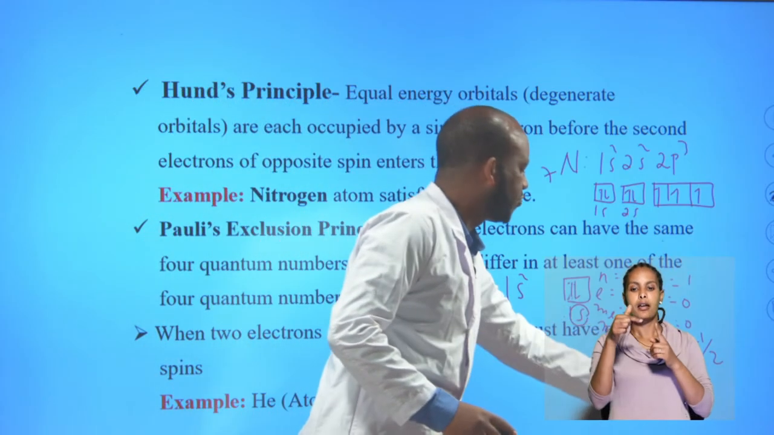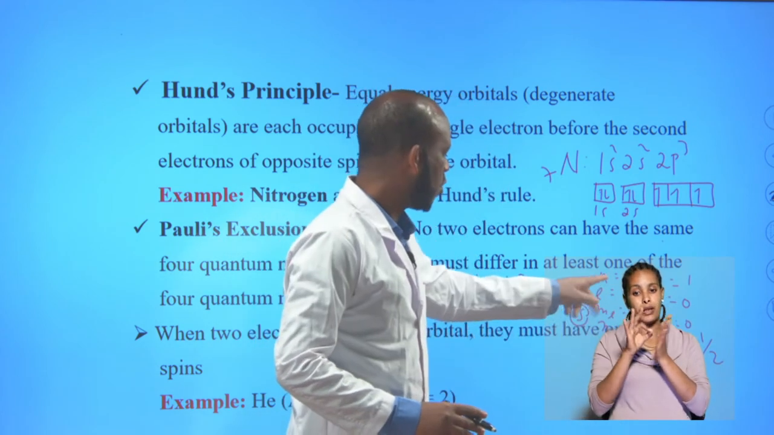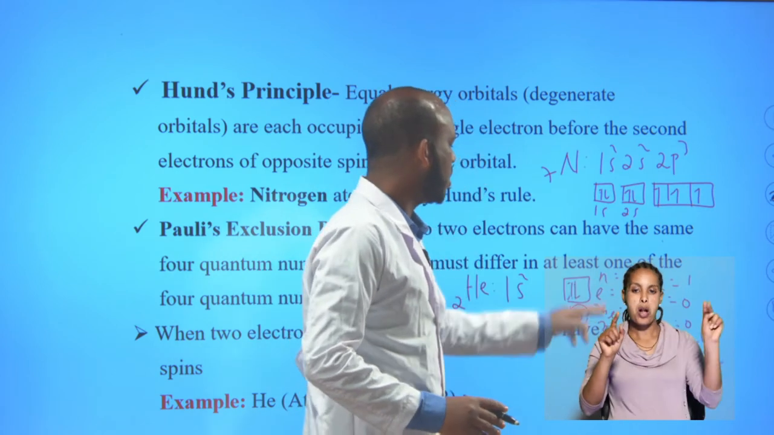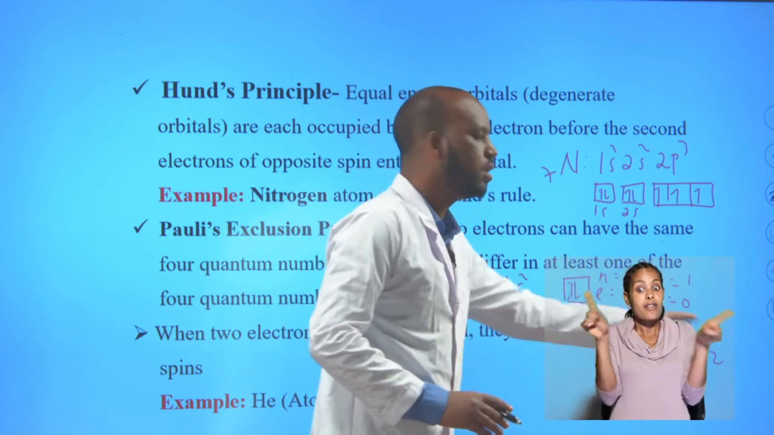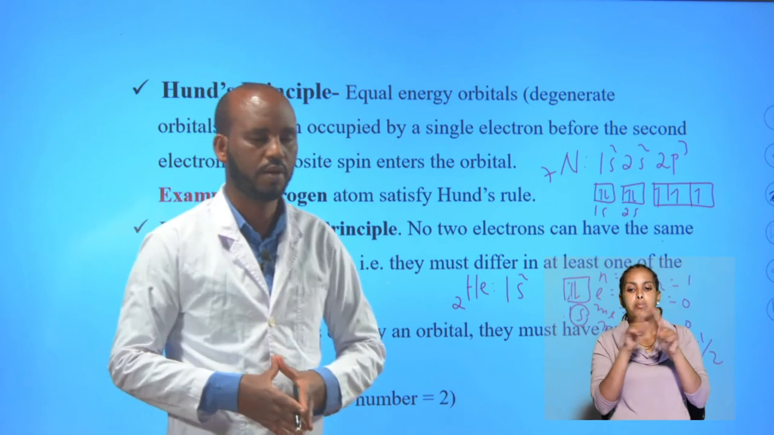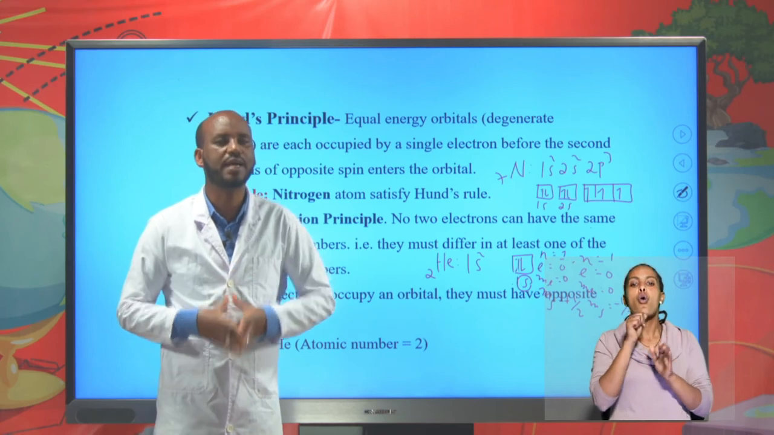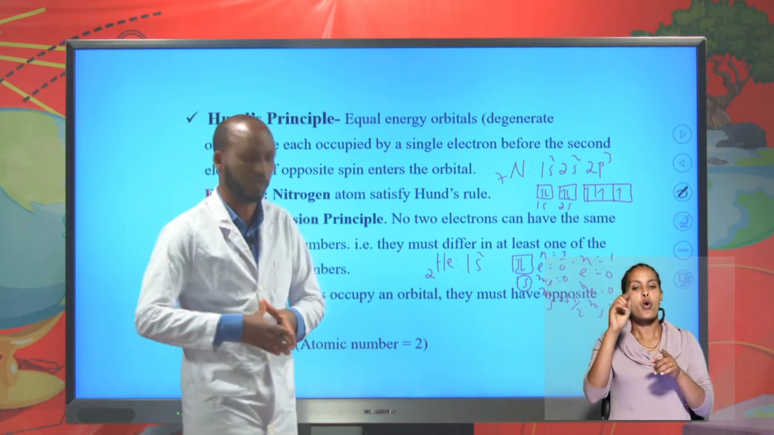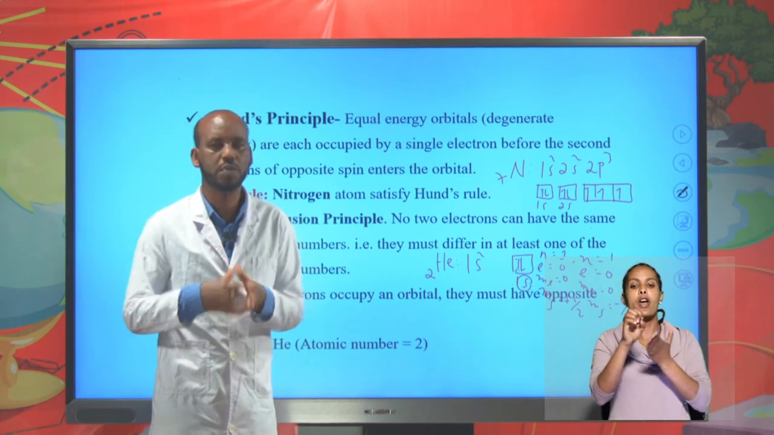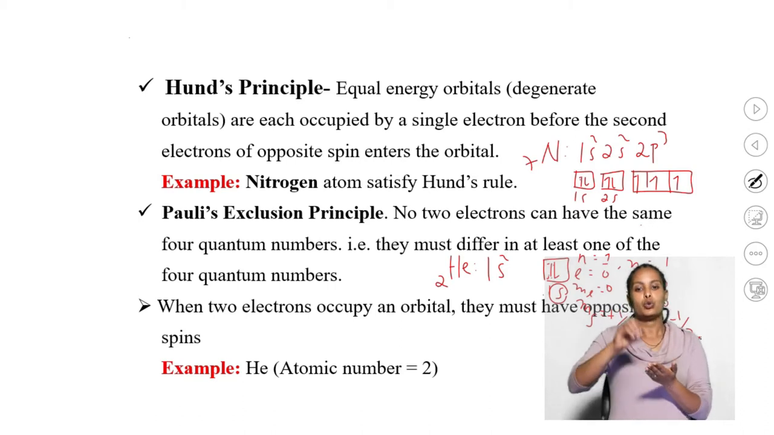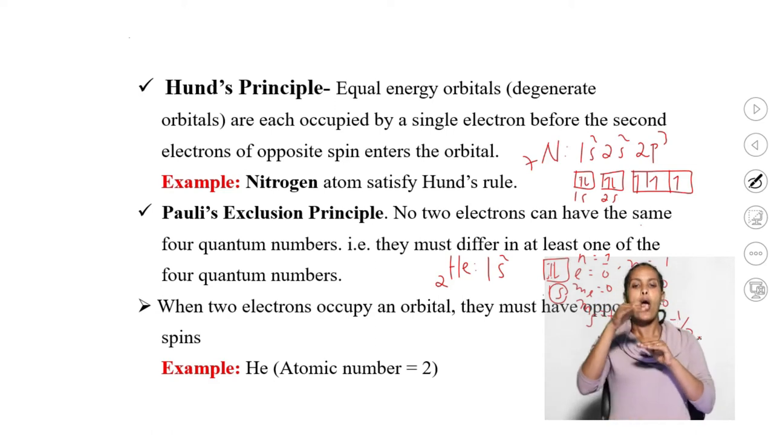They differ in one of the quantum numbers, which is the spin quantum number. The value of n is the same, n equals 1. l equals 0. ml is the same. But they differ in the spin quantum number. Therefore, according to Pauli's exclusion principle, no two electrons in an atom can have the same four quantum numbers. The Pauli exclusion principle limits the number of electrons in an orbital to two with opposite spins. An orbital can accommodate a maximum of two electrons.